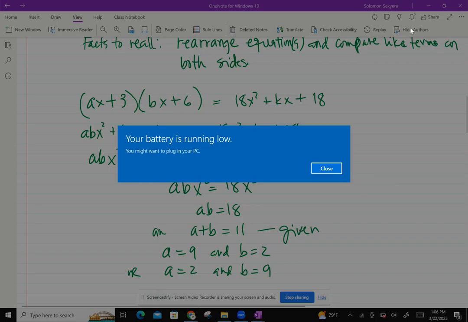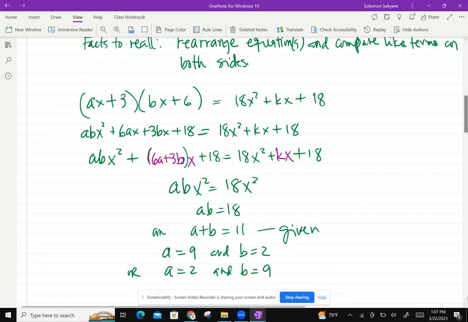So now you have to multiply your ax plus 3 times the bx plus 6. Just to save time, it's on the board, and I want you to take a look at it. If we multiply it, ax times bx will be abx squared, and then ax times the 6 becomes 6ax. Here we are foiling it. Then we take the 3 times bx becomes 3bx, and then 3 times 6 becomes 18.